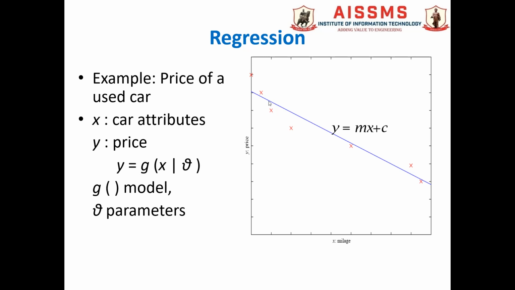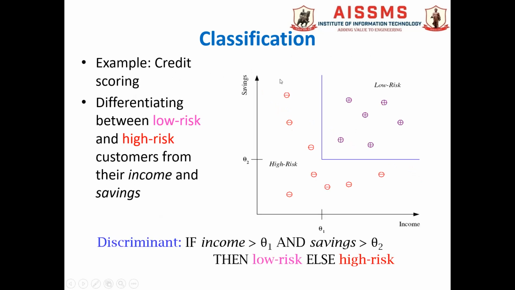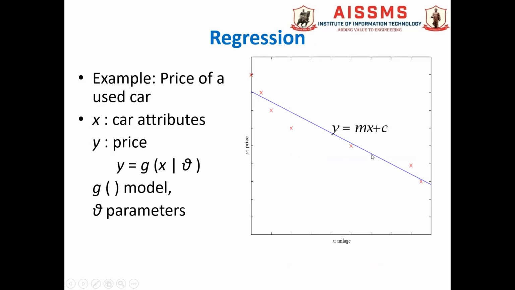There is no certain category in which the price will fall, like we had in the classification example. There were only two categories where the data point may fall, but in this case there is no discrete category. It can take any continuous value, like 1 lakh, 2 lakh, 3 lakh, 3.5 lakh, 3.1 lakh. So these values are continuous in nature, and such problems are regression problems.